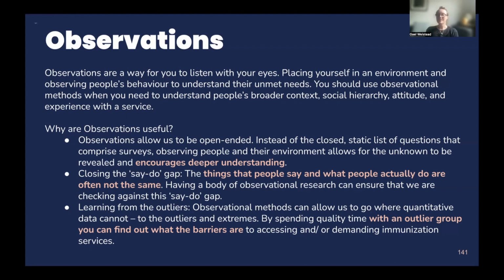Learning from the outliers, observational methods can allow us to go where quantitative data cannot, to the outliers and extremes that sometimes get hidden in bigger surveys or in quantitative data. By spending quality time with an outlier group, you can find out what the barriers are to accessing and or demanding immunization services or whatever services we're focusing on. So, going back to yesterday, those extreme user needs, the people who find it hardest to engage in certain services or behaviors, we often might find the real source of insight that we need to design something that will suit everyone. So make sure you can spend some time with people who are in this group.